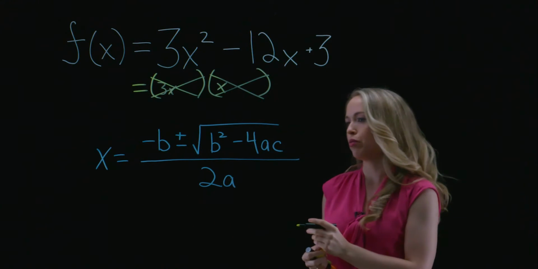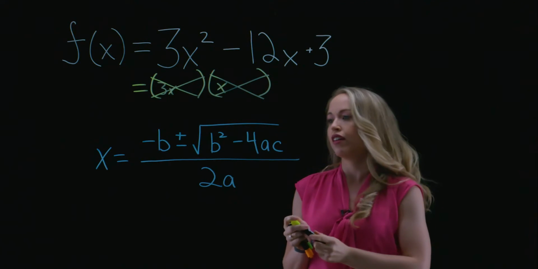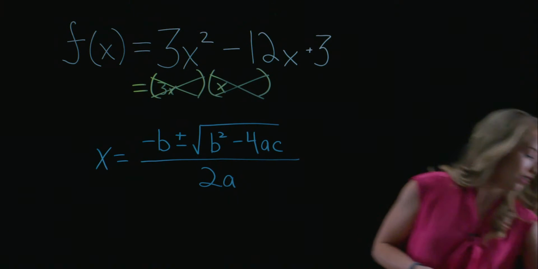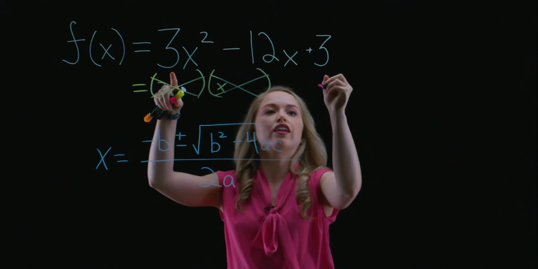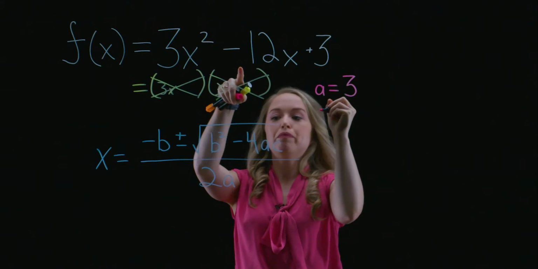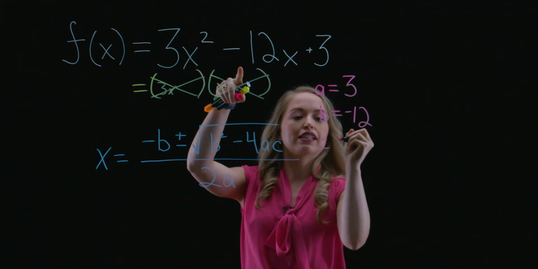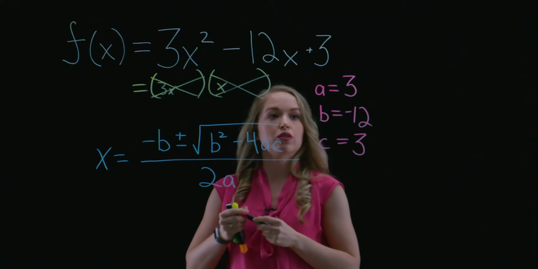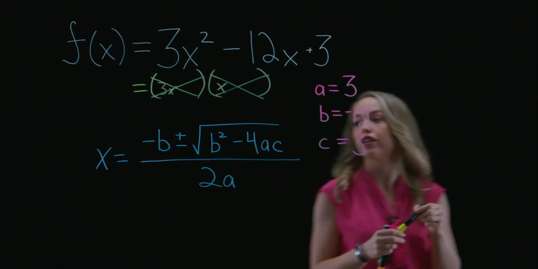x equals negative b plus or minus the square root of b squared minus 4ac, over 2a. So these variables, a, b, and c, I can find in my original function. My a will be the coefficient in front of the x squared. So in this case, my a equals 3. My b equals negative 12. My c equals 3. Great. So now I must plug these variables into this quadratic equation, which I will do over here for us.